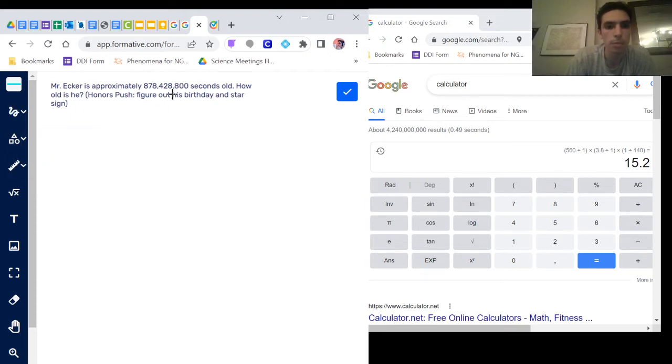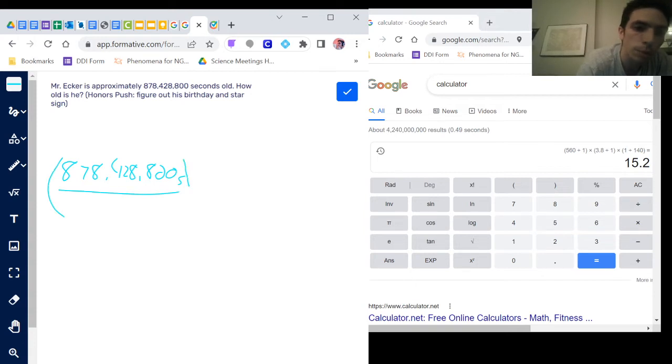So I'm this many seconds old. Let's figure out how many years old I am, and we'll use some unit conversions or equivalences that we're all familiar with. So we have 878,428,800 seconds, and I am feeling old.